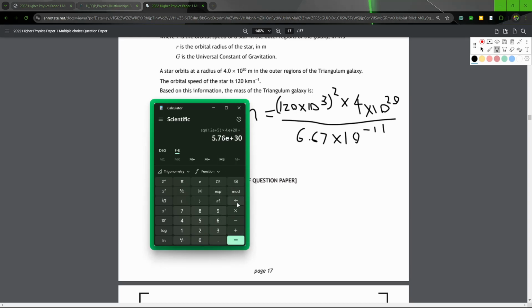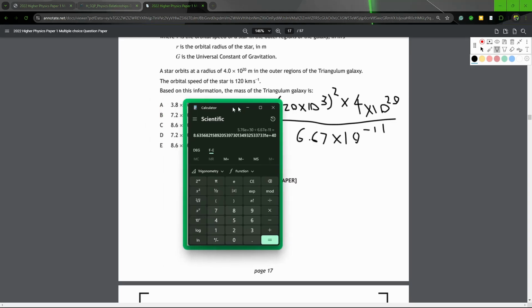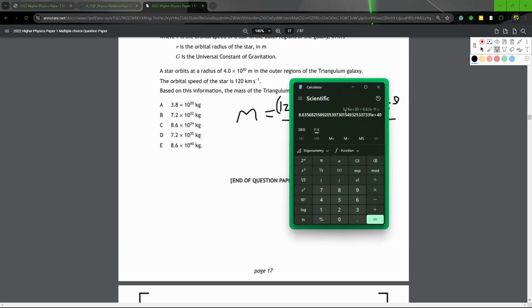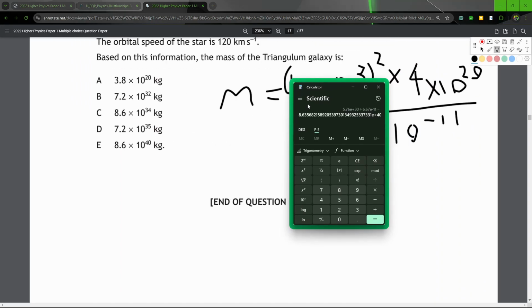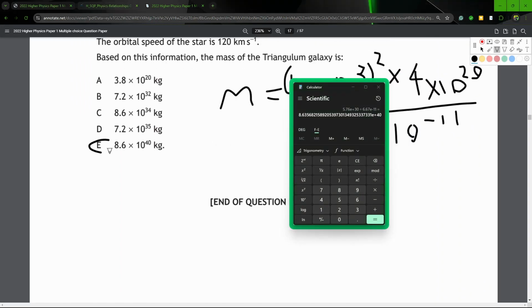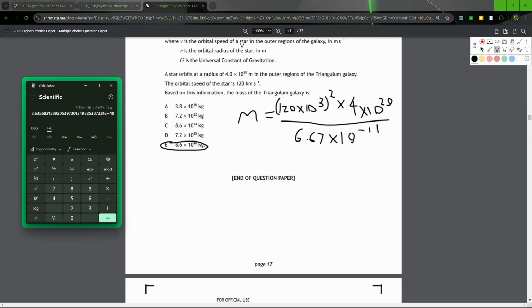We get this number divided by the universal constant of gravitation. We get this horrific number. Ooh, that's quite massive, ain't it? So yep, it's 10 to the 40 kilograms. And there we go. We have the whole Paper 1 multiple choice.